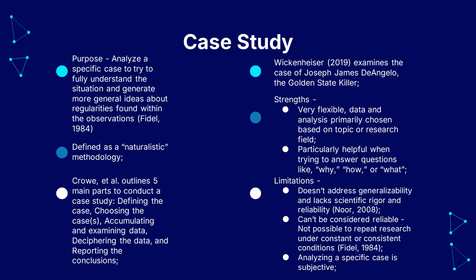used to analyze a specific case to try and fully understand the situation and generate more general ideas about regularities found within the observations. It's defined as a naturalistic methodology, and in the research, Crow et al. outlines 5 main parts to conduct a case study, which are defining the case, choosing the case or cases, accumulating and examining data, deciphering the data, and reporting the conclusions. In this topic of FGG, Wickenheiser examines the case of Joseph James DeAngelo, who was the Golden State Killer.